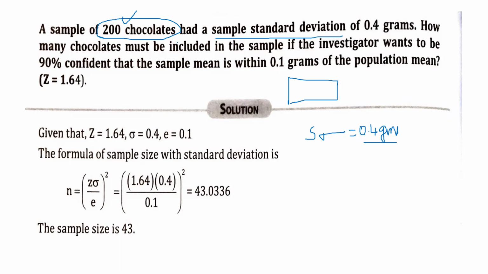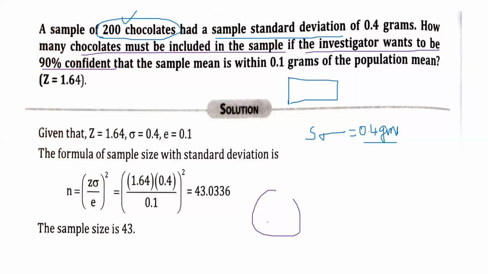Now, how many chocolates must be included? Listen carefully. How many chocolates must be included in the sample? They're asking how many chocolates we have to include, if the investigator wants to be 90% confident. So how many chocolates should I take as a sample? Out of lakhs of chocolates, 200 chocolates I've taken as a sample. Now, out of 200, I am drawing another sample.